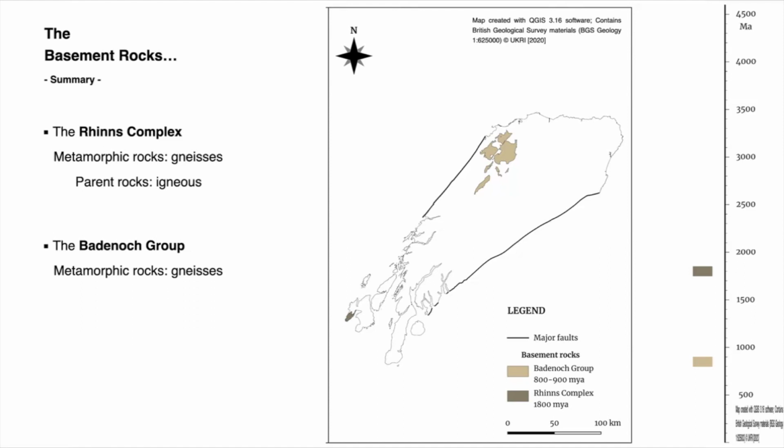The basement rocks also have different ages. The Rhinns complex formed about 1800 million years ago. The Badenoch group more than 800 million years ago, although the oldest mineral grains contained are 1800 million years, indicating a recycling process and the source located as far away as Greenland and Labrador.